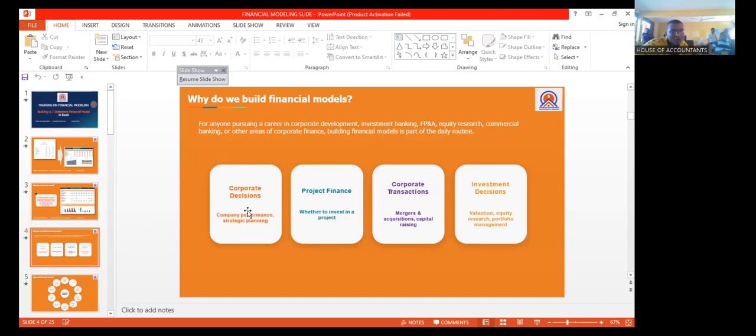Okay. Then for corporate bodies, we have company performance and strategic planning. How are we going to plan for the future? Then project finance. So they are going to look at whether to invest in a particular project or not. So if you want to invest in a Dangote now, you have to project and see all the necessary things. You look at their revenue, look at their liabilities, look at their assets. In the next 3 years, will you be able to get your return? Because we are all looking for return as investors. Are we good with that?